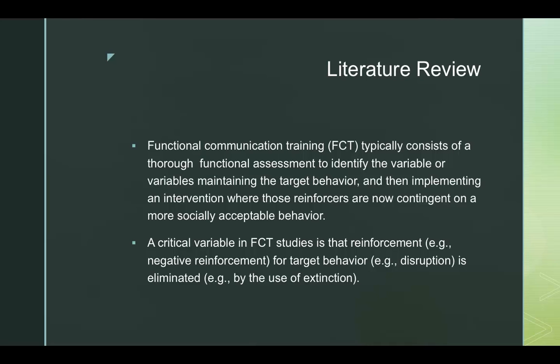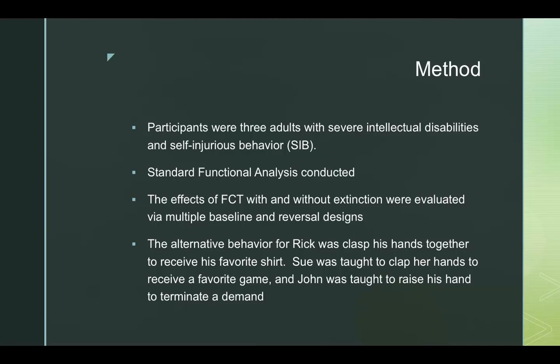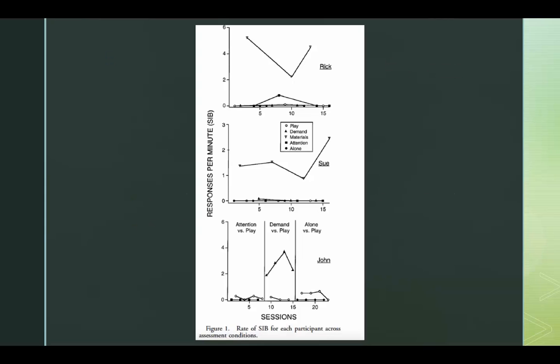Okay, so let's look at this more closely. In their methods, they worked with three adults who all had very severe intellectual disabilities, and the target behavior was self-injurious behavior. They did the standard functional analyses. Let's just look at that. Pretty straightforward. As you can see for Rick, his SIB was clearly maintained by tangible materials. Same thing with Sue, the upside down triangle, tangible materials. And for John, the third participant, his was clearly maintained by demands.